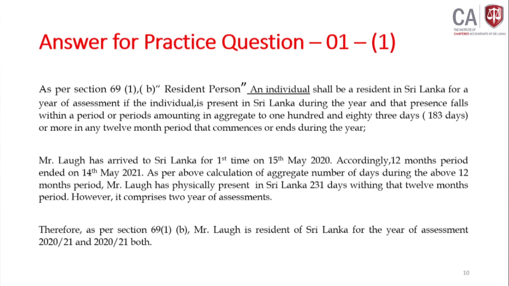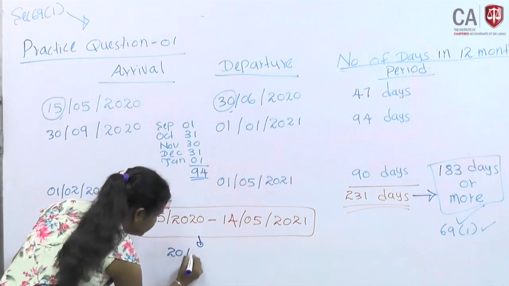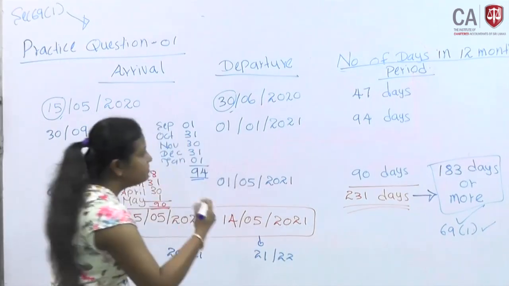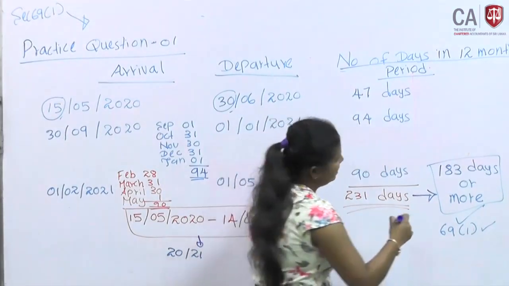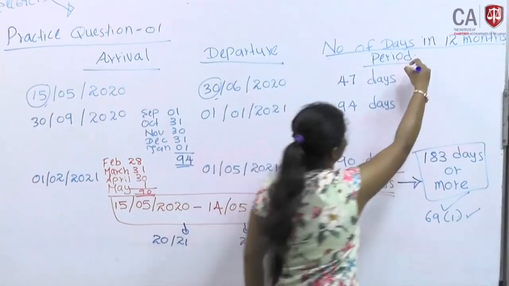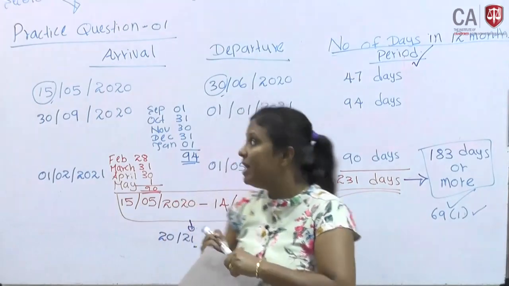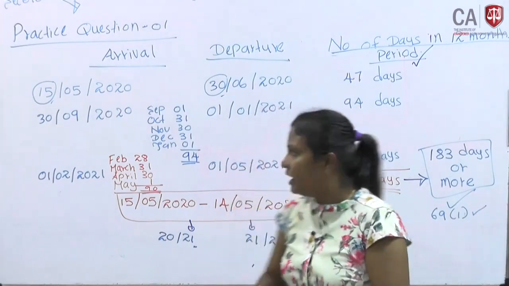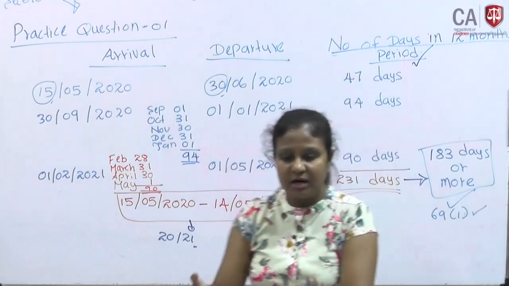Now you have to look at that year of assessment analysis. My year of assessment, this is one period, this comes to 2021 and again 21, 22. Since Mr. Love has stayed physically in Sri Lanka 183 days or more within the 12 months period, for both years of assessment he is a resident in Sri Lanka based on this quantitative test. I think it's clear, okay? Now I have analyzed the question, analyzed the 12 months period, analyzed the tax implication. Now we will come to the answer.